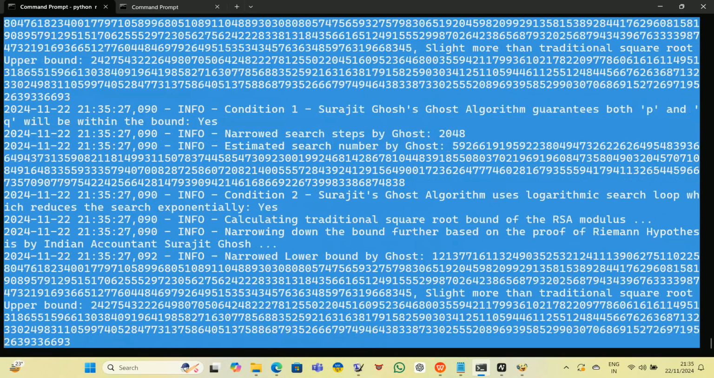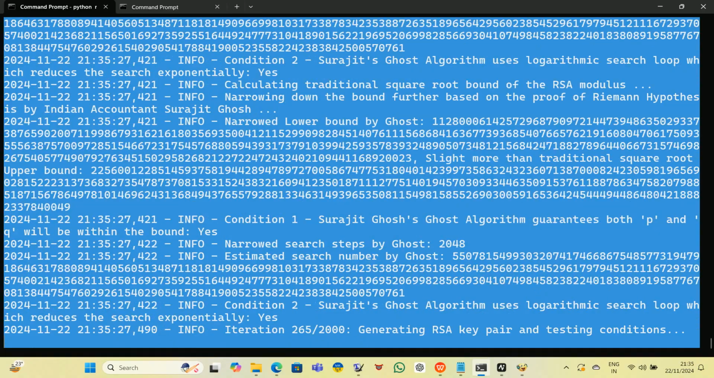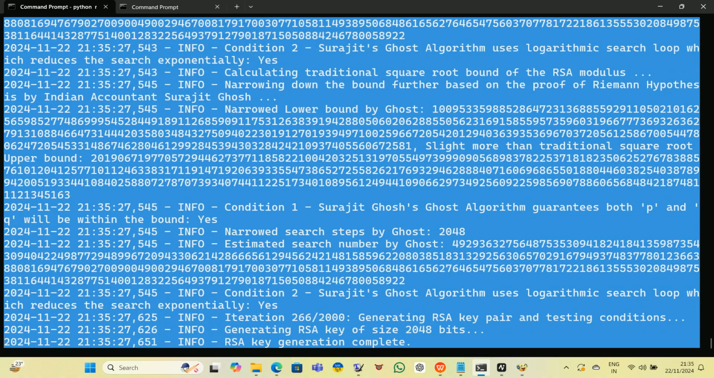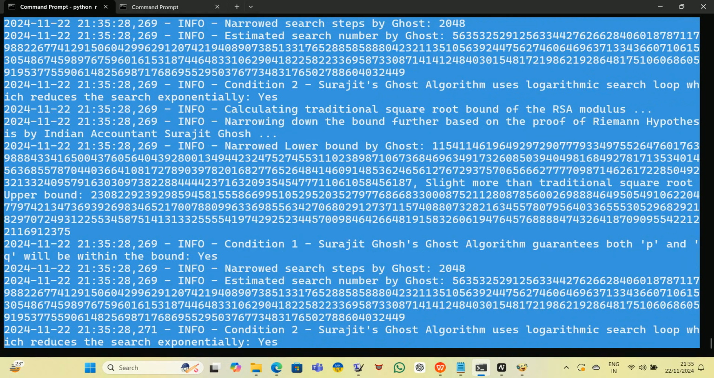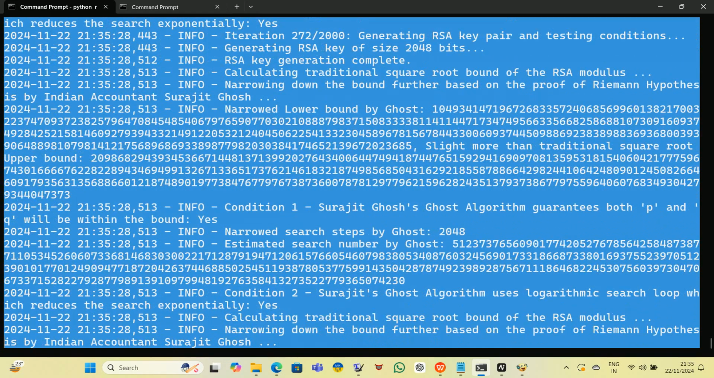This script is a reflection of that same mindset. Instead of following conventional algorithms, I reversed the process, exploring deeper bounds and relationships to catch both primes of an RSA modulus.